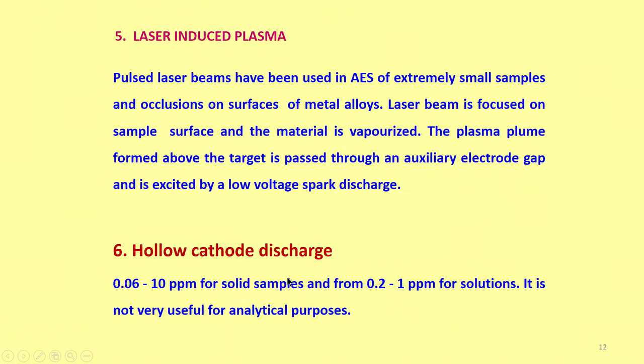So, I will not go into details about how to go about doing hollow cathode discharge, but what is important is it has not taken off in the commercial market for hollow cathode discharge, because ICP is another, simpler way of doing it. But for the sake of record, I want to tell you that 0.06 to 10 ppm of the solid sample, and from 0.2 to 1 ppm for solutions, these things can be analyzed using hollow cathode discharge.